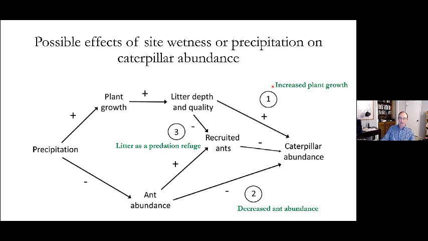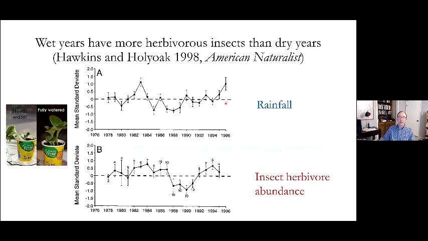So we know from general analyses such as this one, I conducted this with Brad Hawkins in 1998, it was published in the American Naturalist. We looked for long-term data on insect herbivores. We took ones that have a decent amount of long-term data within this period of time that's shown on the axis here. And we looked at how much rainfall there was. So zero is average rainfall here. This is a wetter than average year. These are drier than average years.